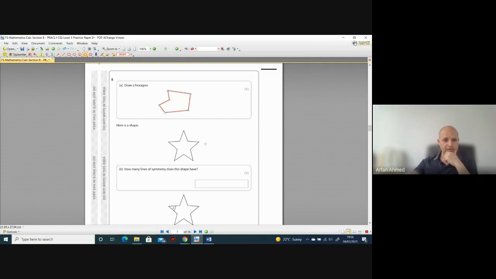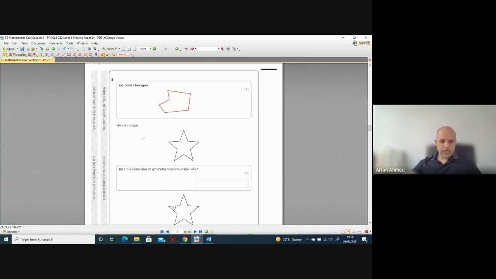Doesn't have to be perfect. As long as it's got 6 sides, that's all they're looking for. It doesn't say a regular hexagon. If it said regular hexagon, the lines would have to be completely the same length as each other, and the shape has to be completely symmetrical, which is really difficult. I very much doubt they're going to ask you to do a regular hexagon for level 1. Maybe for level 2, they might. Not for level 1 though. So any 6-sided shape is absolutely fine.